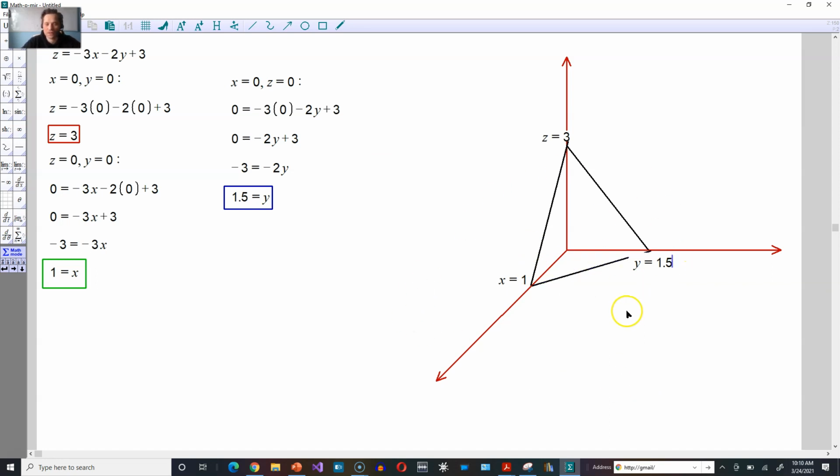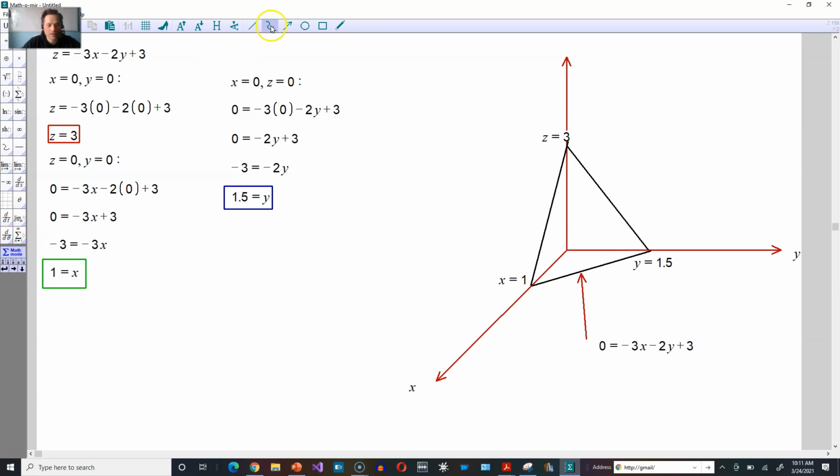Also, we should talk about the lines that we see a little bit. Take a look here. This line right here is the line in the xy plane down below, with the x-axis and the y-axis. You get the equation of that line from zeroing out z in the plane equation. So it's going to be 0 is equal to negative 3x minus 2y plus 3.